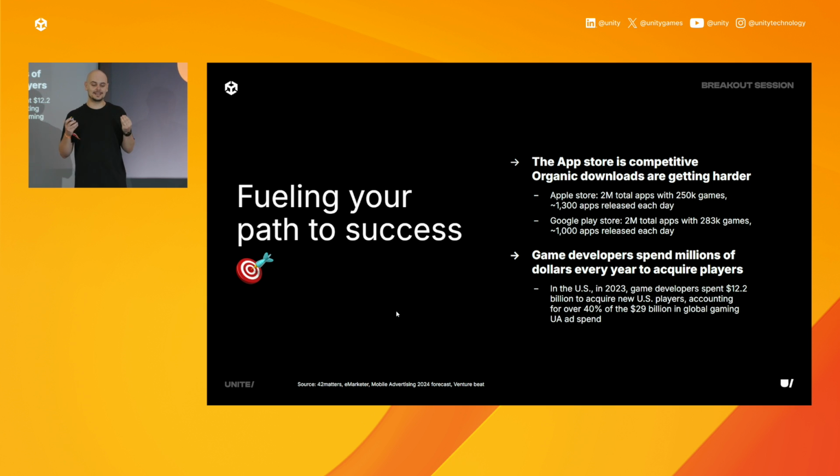And if we look at the data, it seems very clear that developers are choosing performance marketing. In 2023, mobile game devs spent over $29 billion on UA ad campaigns, and $12 billion of that was in the US only. And this number keeps growing every year.